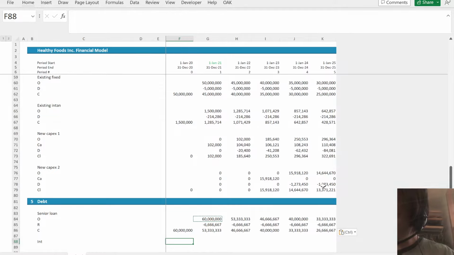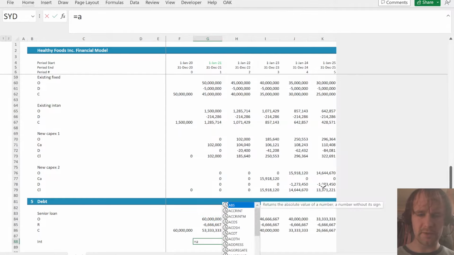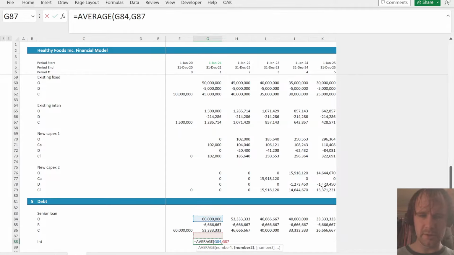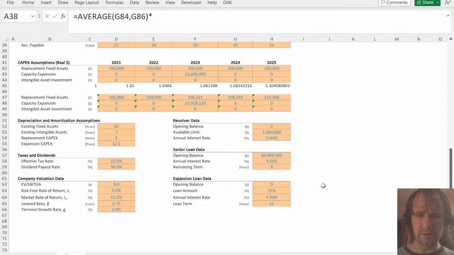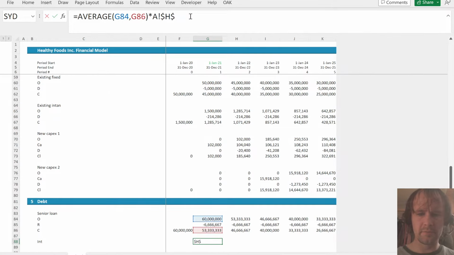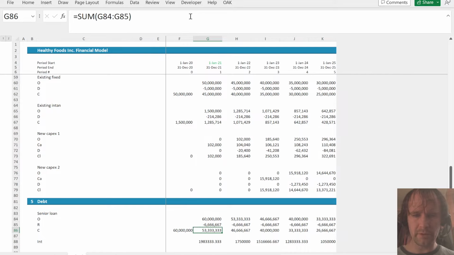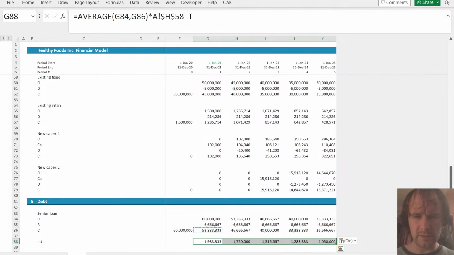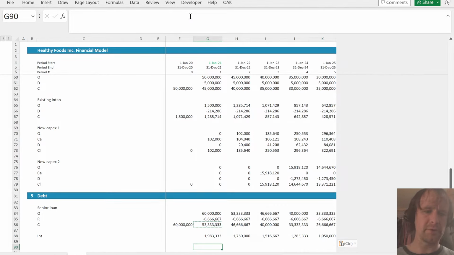3.5 rate, equal principal payments. When does the principal payments happen throughout the year? Calculate interest against the average loan balance. Okay, cool. So equals average of this times the rate, which is here. No, sorry, that's the wrong rate. It's this one, 58. Very important to point to the right cell. About 2 million, that seems right.